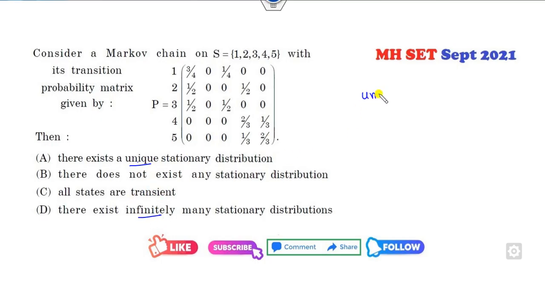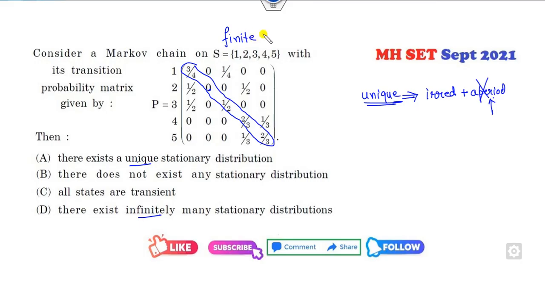Remember, you will get a unique stationary distribution if you prove that it's irreducible and aperiodic. How can you check about aperiodic? You can check the diagonal. If all the diagonals are non-zero, then it is aperiodic. You can see this is non-zero. So that means it is not aperiodic. It is a finite Markov chain.